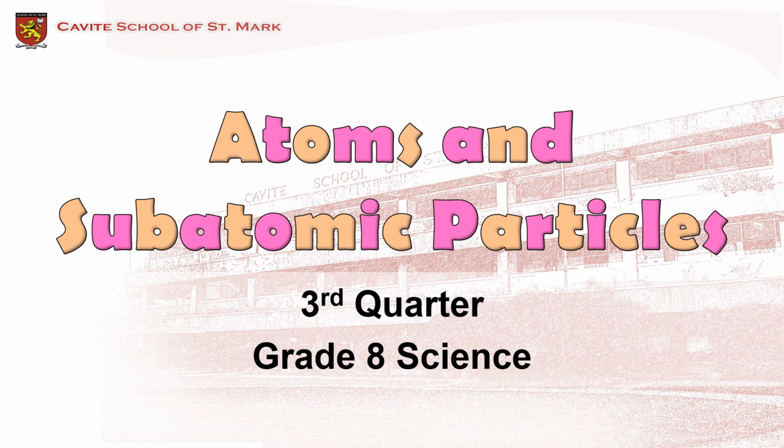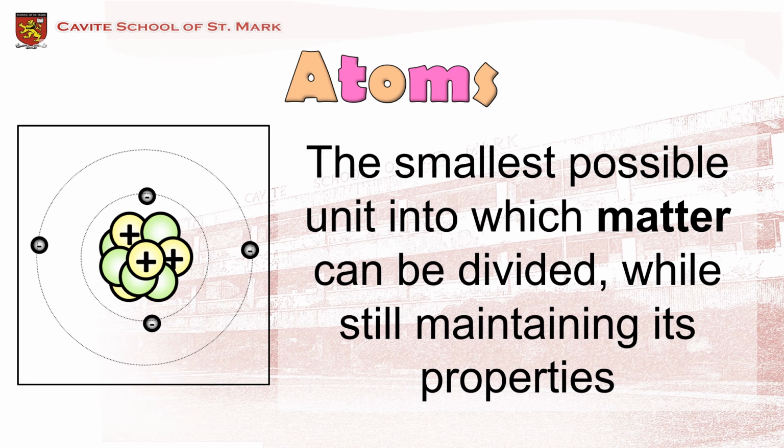So starting with the definition of an atom. An atom is the smallest particle of an element that can take part in a chemical reaction. That is the definition that we have in our books. So the smallest particle, the smallest possible unit into which matter can be divided while still maintaining its properties, is what we call an atom.